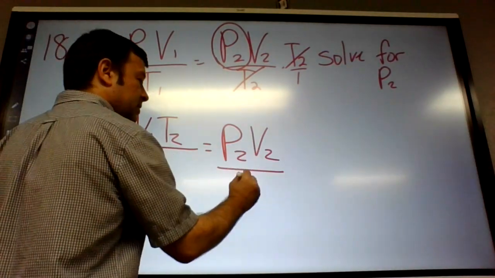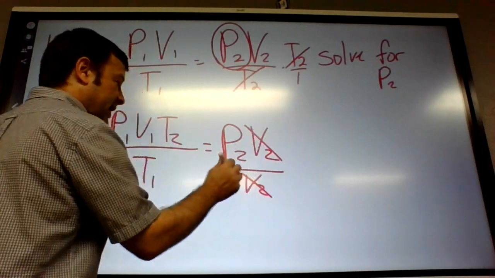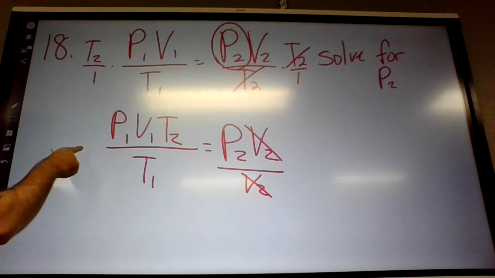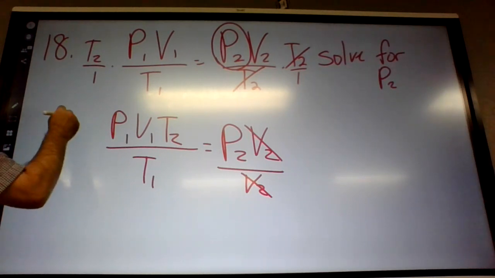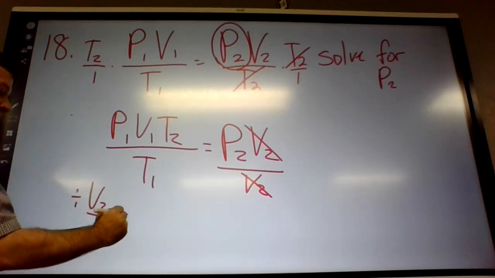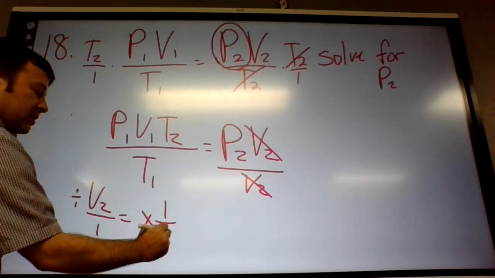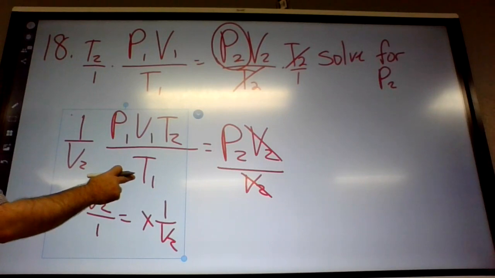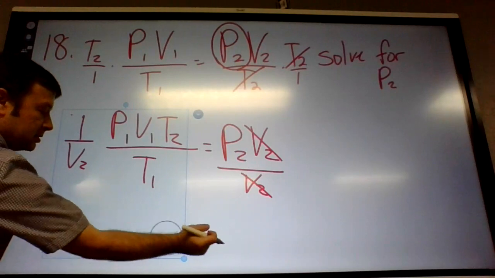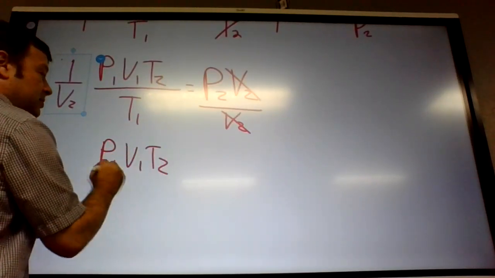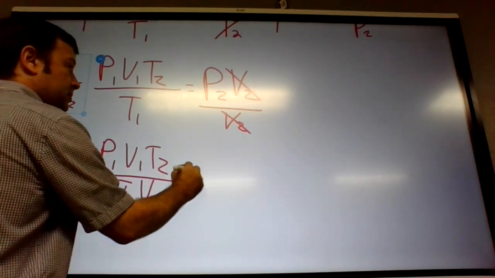Divide by V2. Okay, but again, how do we divide this by V2? Dividing by V2 is the same thing as multiplying by 1 over V2. So when you divide a value, if there's a fraction over here, it just basically goes on the bottom. So we have P1, V1, T2 over T1, V2.